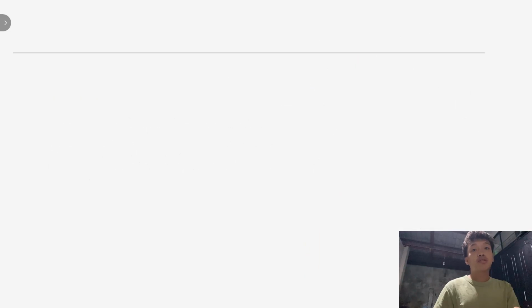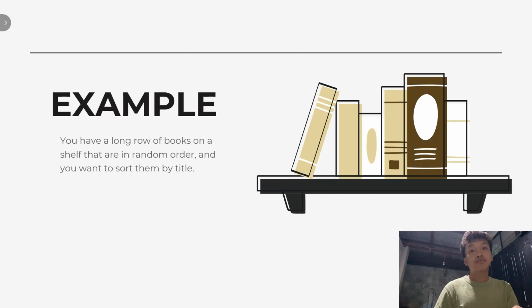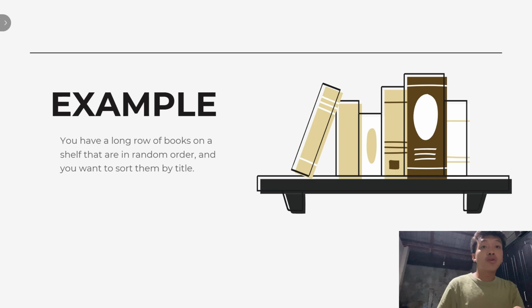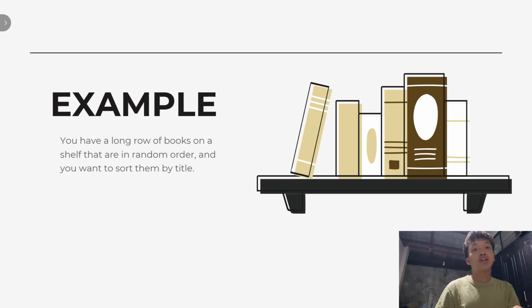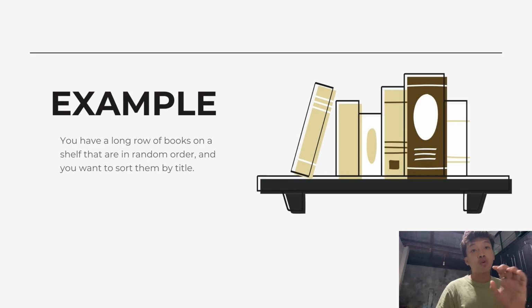For example, you have a long row of books on a shelf and they are all mixed up. Your goal is to arrange them in order by title. Instead of going one by one like insertion sort, shell sort takes a different approach. It starts by comparing books that are far apart, for example every fourth book, and if any are out of order, it swaps them.